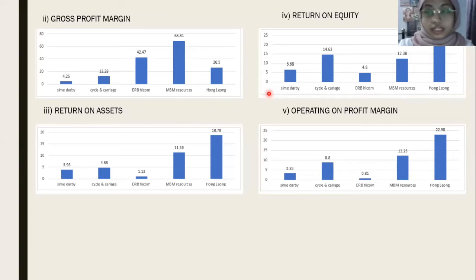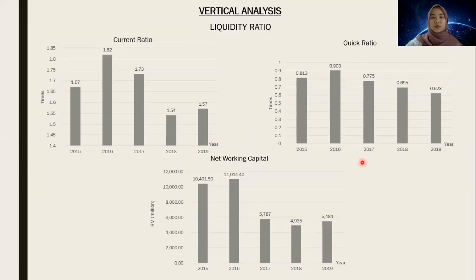Next, I will pass to the next presenter, that is Nurul Izzah. So next, we move to vertical analysis, and this is the liquidity ratio for Sime Darby Berhad.